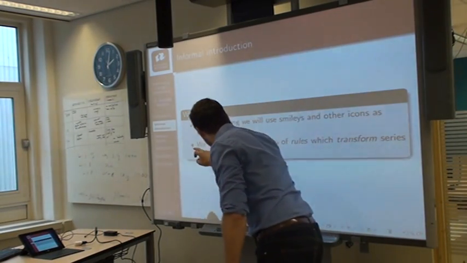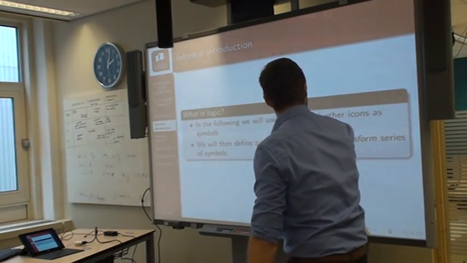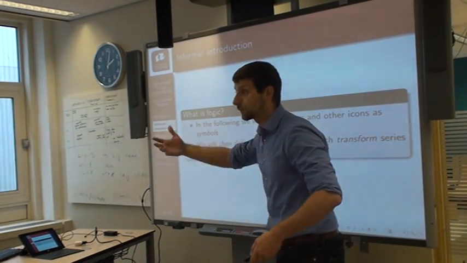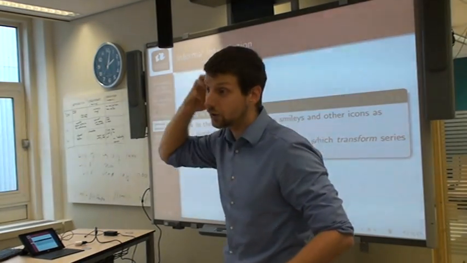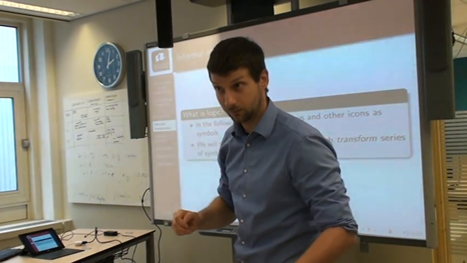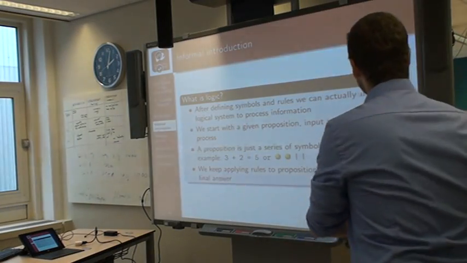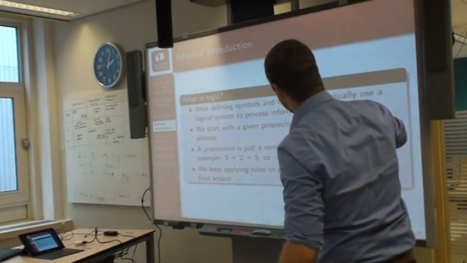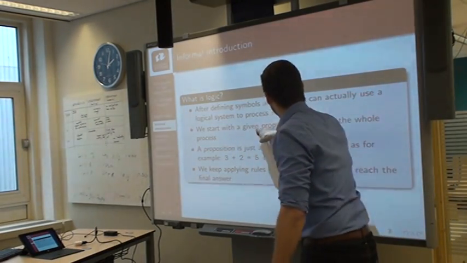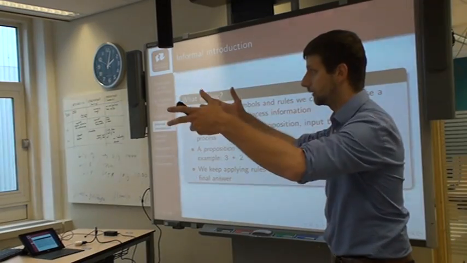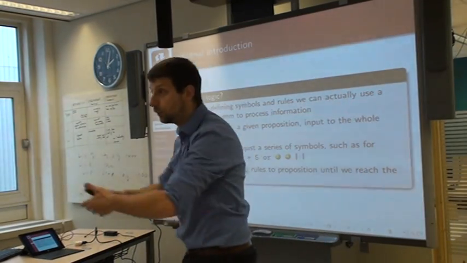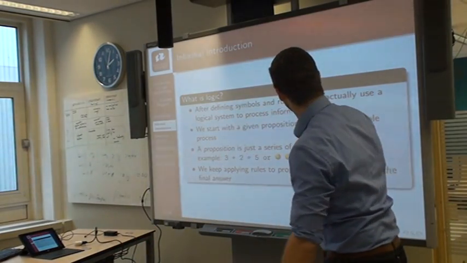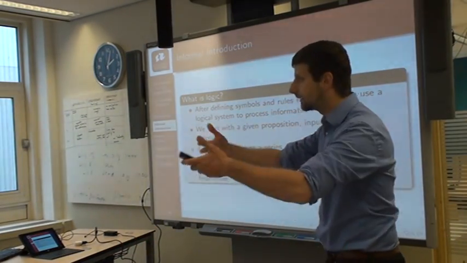But what gives them meaning is that we define rules which transform series of symbols. The way the transformation happens allows us to attach a meaning to these symbols. After defining symbols and rules, we can actually use our logical system to process information. So we start with a given proposition, which is the input. It is like the input program of the whole process. And the input proposition is just a series of symbols, literally a sentence.